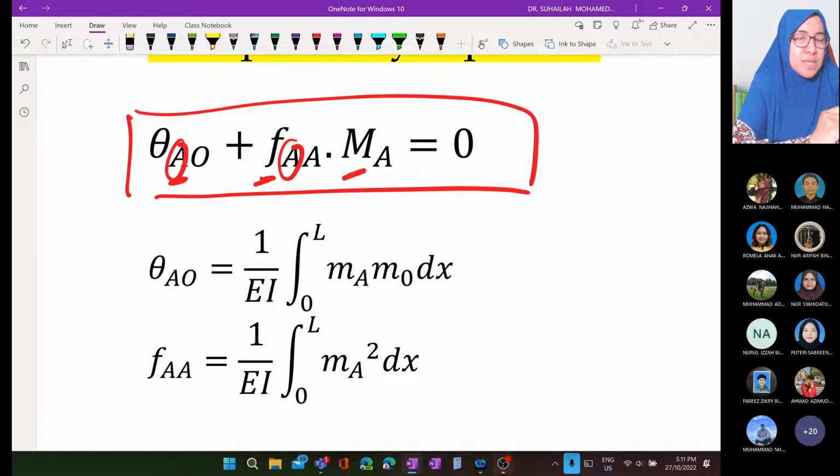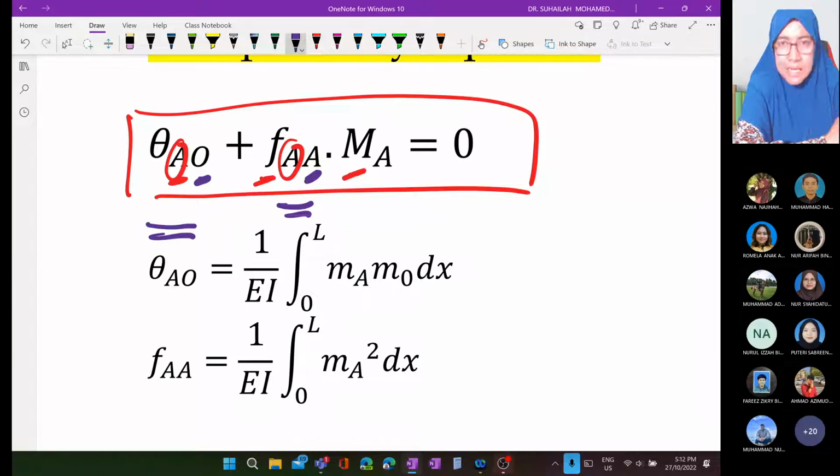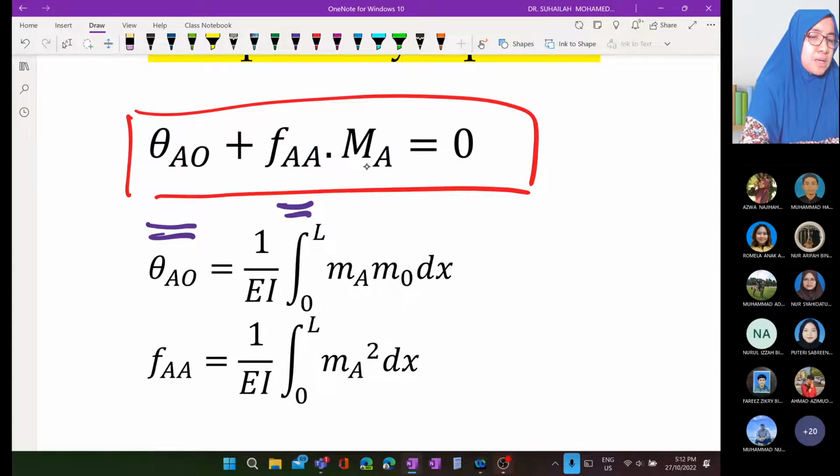The second notation is for the type of beam. By looking at the second notation, we know that this one is for the primary beam, and this is for the redundant beam. So there are two signs for the redundant beam. One is F. F is always referring to the redundant. So this is the compatibility equation.